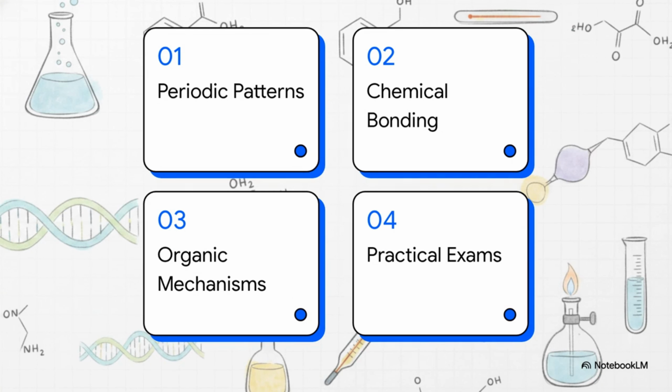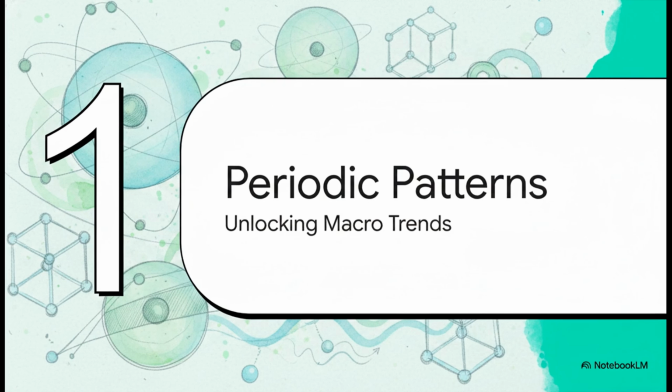Here's a quick look at our roadmap for today. First, mastering periodic table patterns. Second, visualizing complex chemical bonding. Third, organic chemistry reaction mechanisms. And fourth, acing your practical assessments. Kicking things off with Section 1, Mastering Periodic Table Patterns, where we'll unlock those big macro trends.